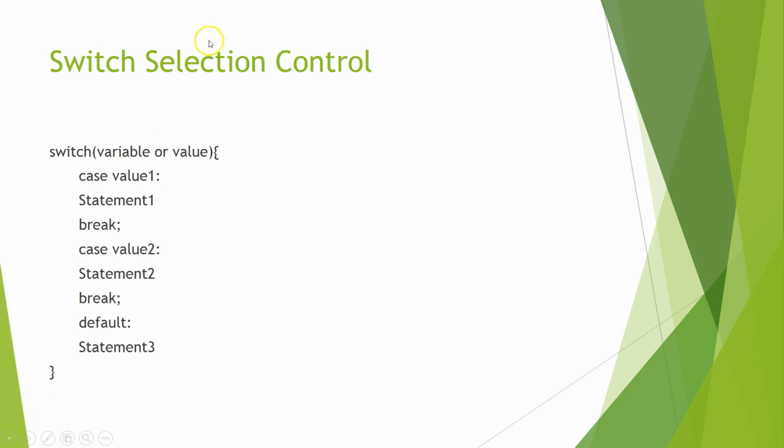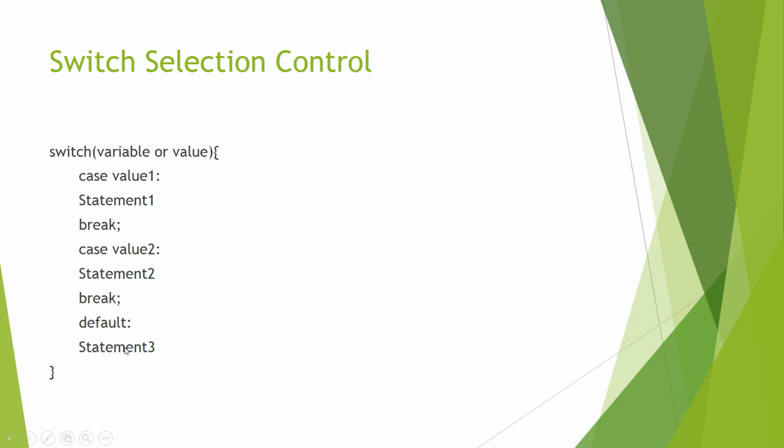We also have a switch selection control, and it is typed as we see. We type the keyword switch and open brackets. Between those brackets, we type a variable or a value, as we are asking for a value, not for a Boolean expression as in if-else control selections. Inside this switch body, we say case value 1, and then we type statement 1 and then break, case value 2, statement 2, then break, default statement 3.